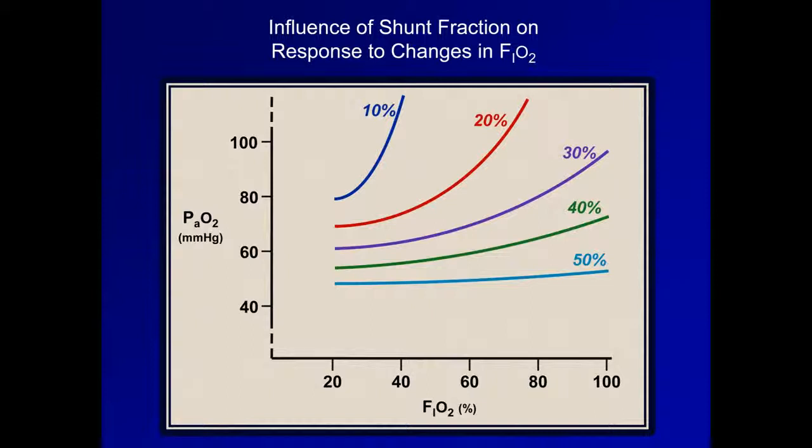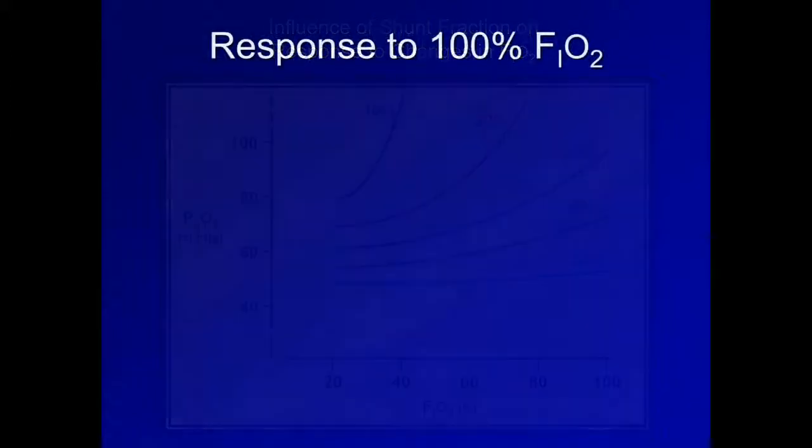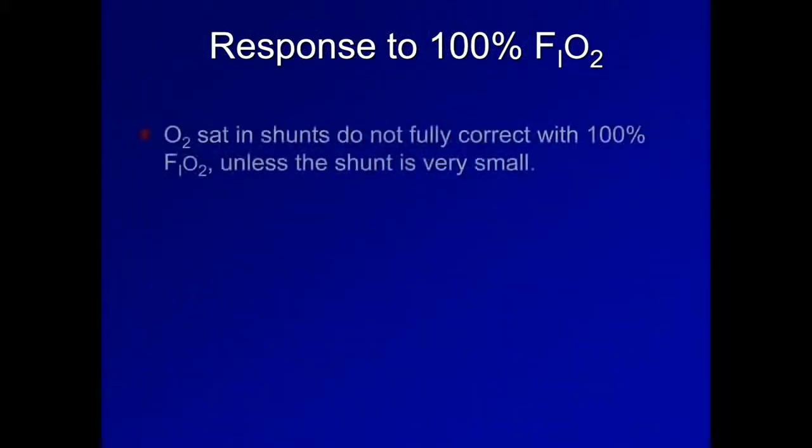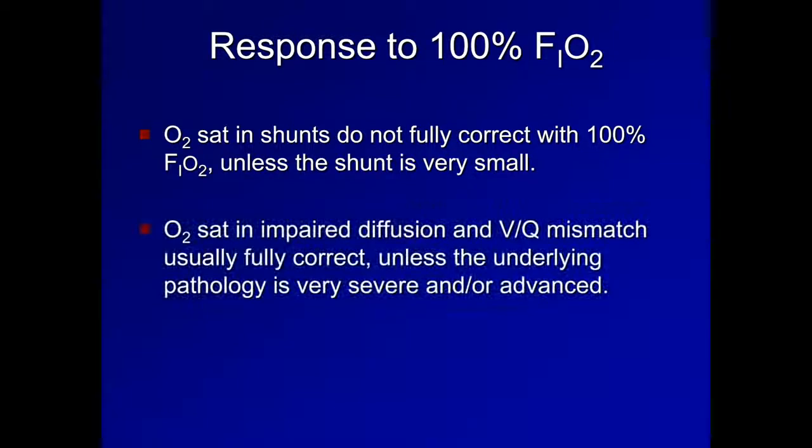This leads us to important conclusions that will allow us to better differentiate which mechanism of hypoxemia predominates in a specific clinical scenario. In shunts, the oxygen saturation of arterial blood does not fully correct with 100% FiO2 unless the shunt is very small. The oxygen saturation in situations of impaired diffusion and VQ mismatch usually fully correct with 100% FiO2 unless the underlying pathology is very severe and or advanced.